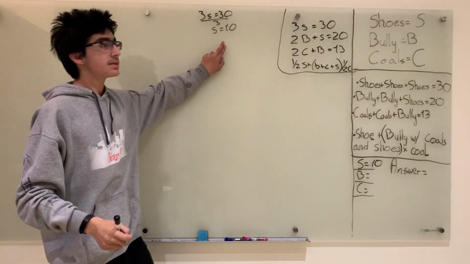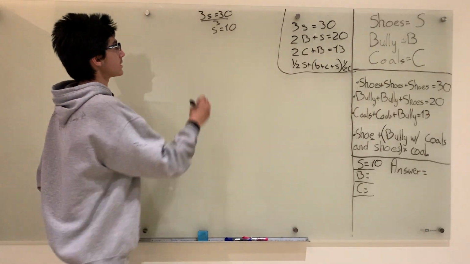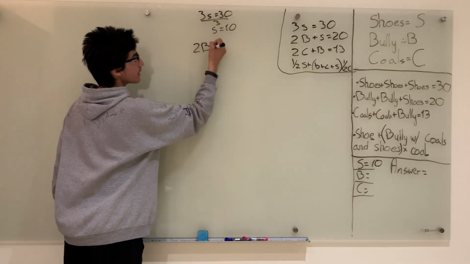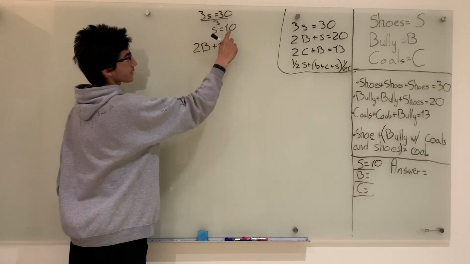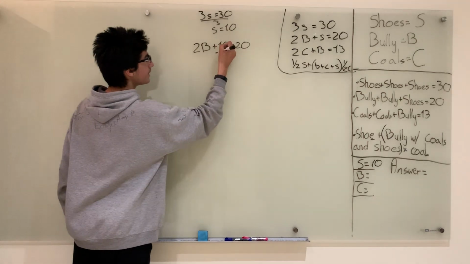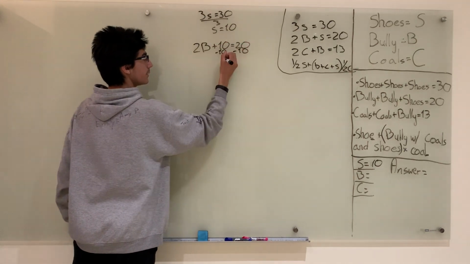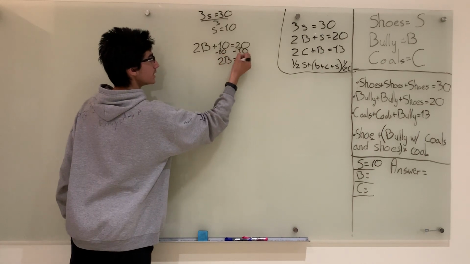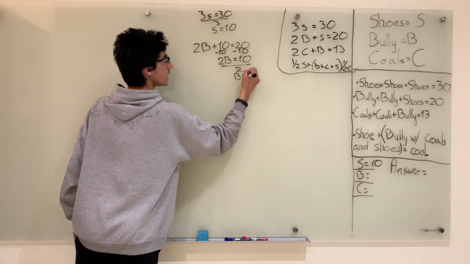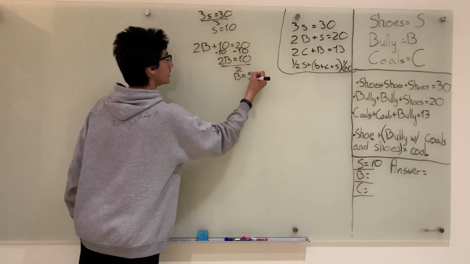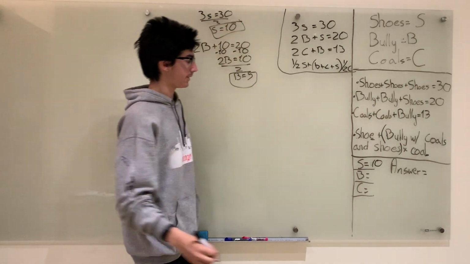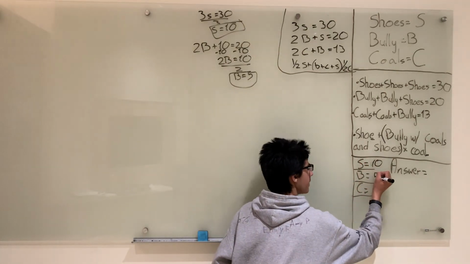Now, we could take s and put this in for bullies in the second equation. So that's 2b plus 10, because we're substituting s in, equals 20. So we subtract 10 from both sides. We get 2b equals 10. Divide both sides by 2. We get bullies equals 5. Alright, so that was relatively easy. So I could write down in my answer box, bullies is 5.